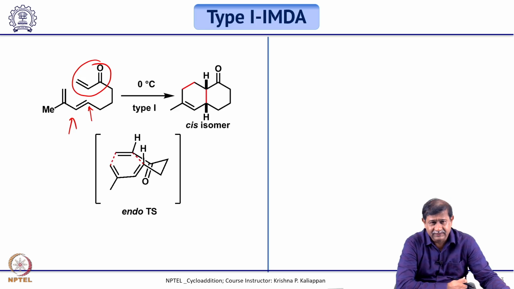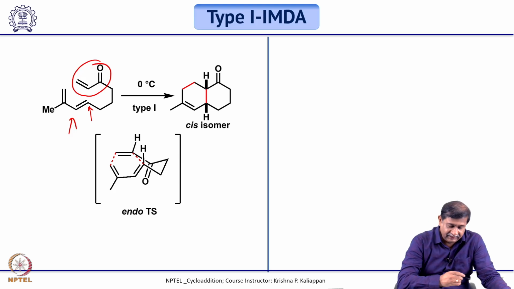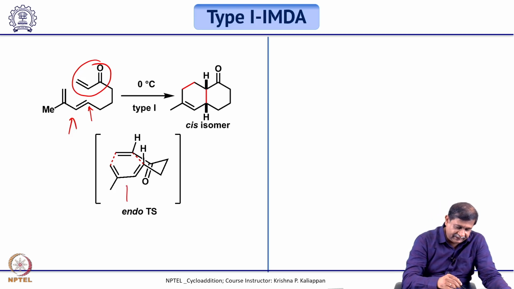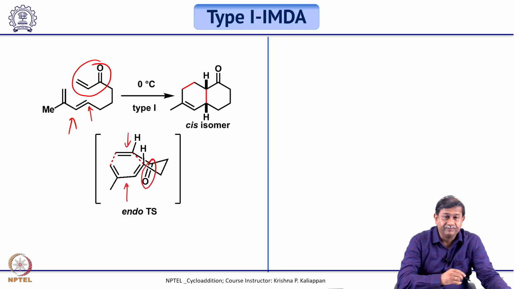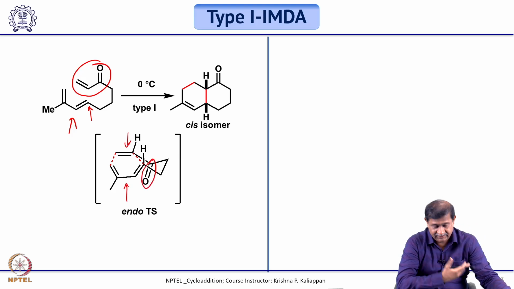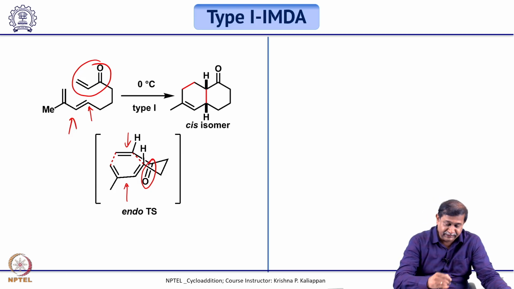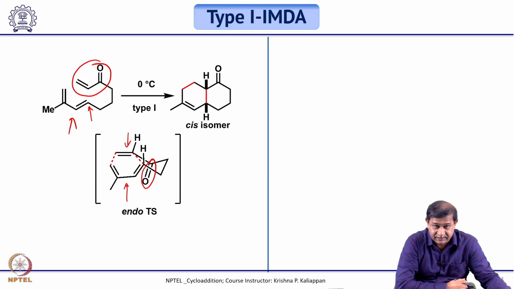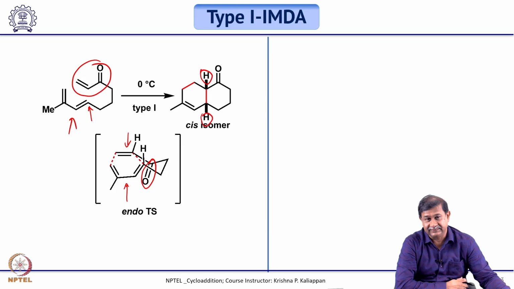So, how does it happen? When you draw the transition state, you take this diene here and the dienophile, and the carbonyl group of the dienophile is in the endo transition state mode. That means the carbonyl group is under the plane of the diene. Only in this transition state is it possible. If this happens, what you will get is the cis ring junction.